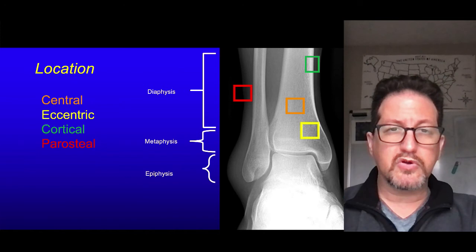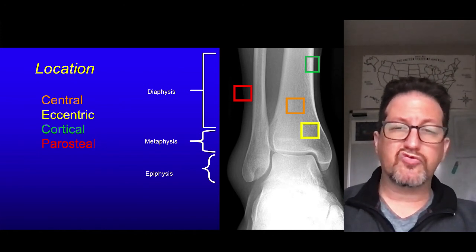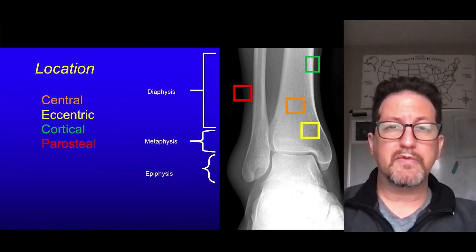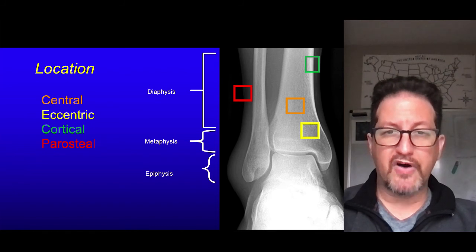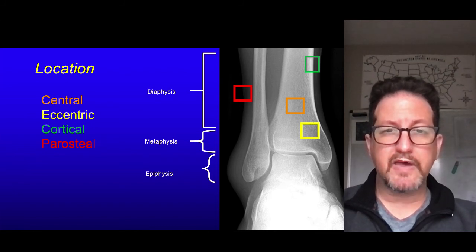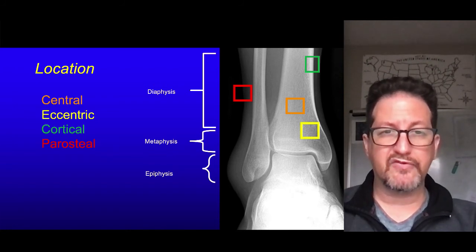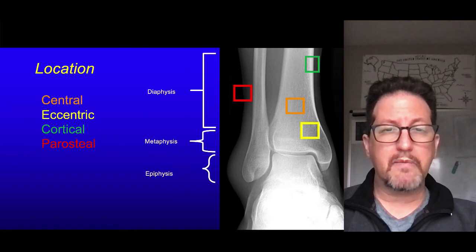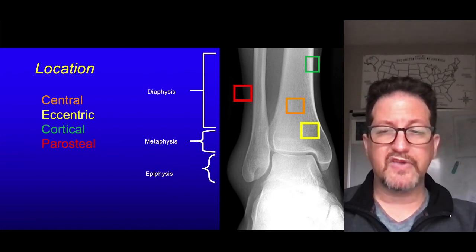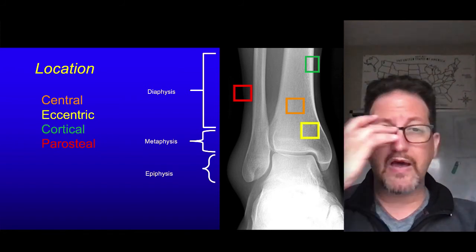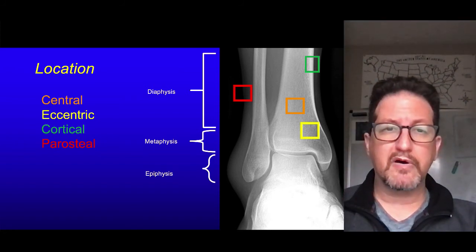The longitudinal location could be described as diaphyseal, metaphyseal, or epiphyseal. And in some cases, if something borders both the metaphysis and the diaphysis, it would be called metadiaphyseal. And less commonly, you could have something that's in the metaphysis and the epiphysis, and that might be described as epimetaphyseal in location.